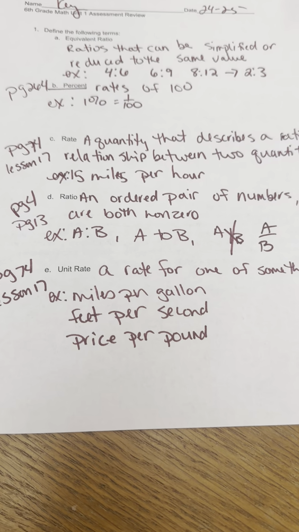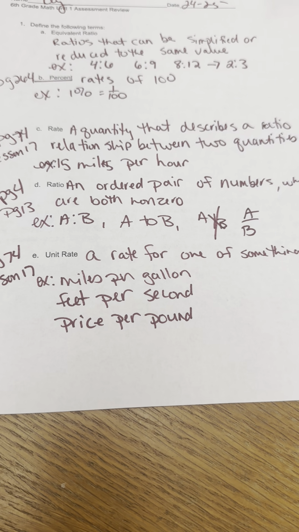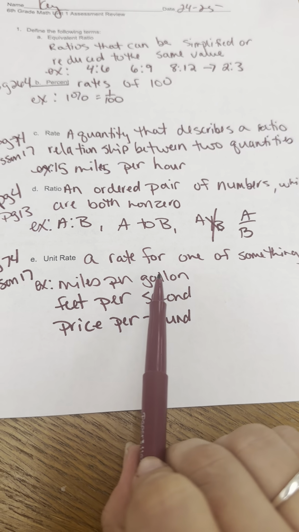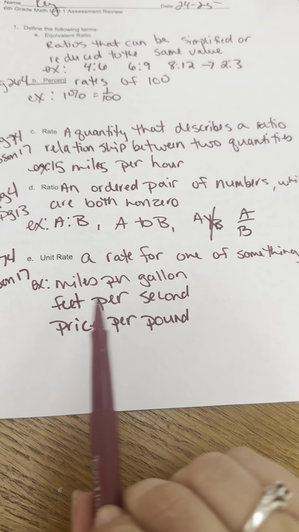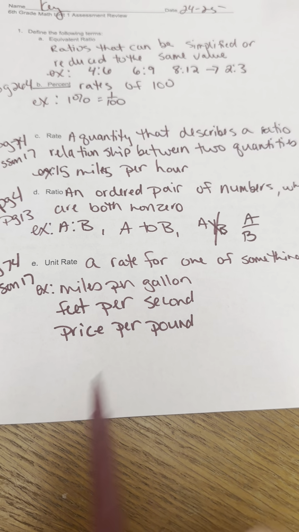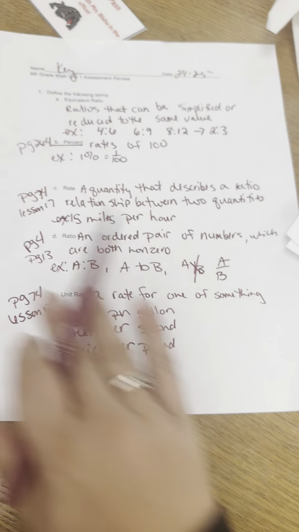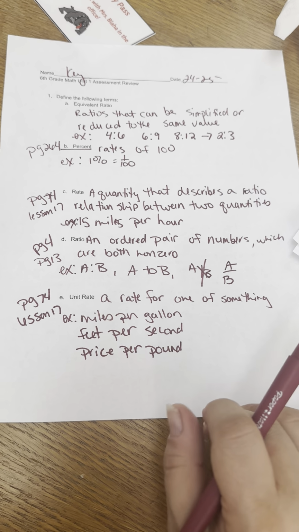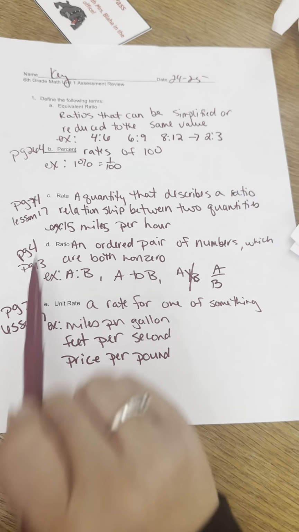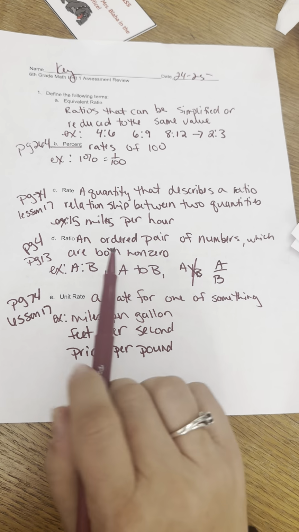And then last we have unit rate. It's a rate for one of something. So miles per gallon. So we only have 1 gallon. Feet per second. So you're talking about 1 second. Price per pound. You're only talking about 1 pound. So please feel free to fill those in. You can also Google them or find them in the book, the definitions.